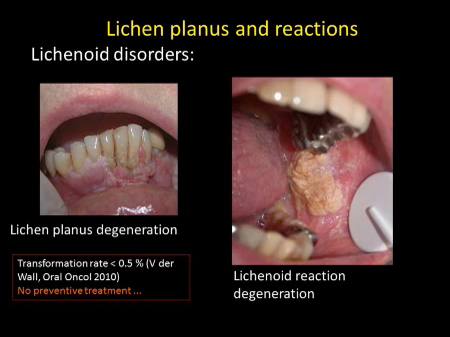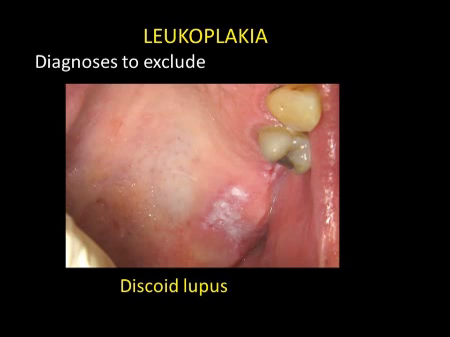Carcinomatous transformation is rare, below 1%, but involves both lichen planus lesions and lichenoid reactions. Lupus is a rare lesion of the oral mucosa. It is often confused with lichen planus lesions. The presence of cutaneous or generalized lupus often allows a connection to be made between the oral lesions and the lupus lesions.